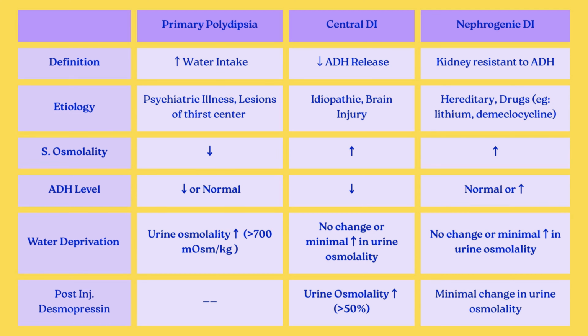Finally, let's see what happens after giving desmopressin, which is a synthetic form of ADH. In central diabetes insipidus, there is a marked increase in urine osmolality, more than 50%, because the kidneys are responsive once the missing hormone is replaced. In nephrogenic diabetes insipidus, however, there is minimal or no change in urine osmolality because the kidneys cannot respond to ADH, whether it's natural or synthetic. In primary polydipsia, desmopressin isn't usually necessary.